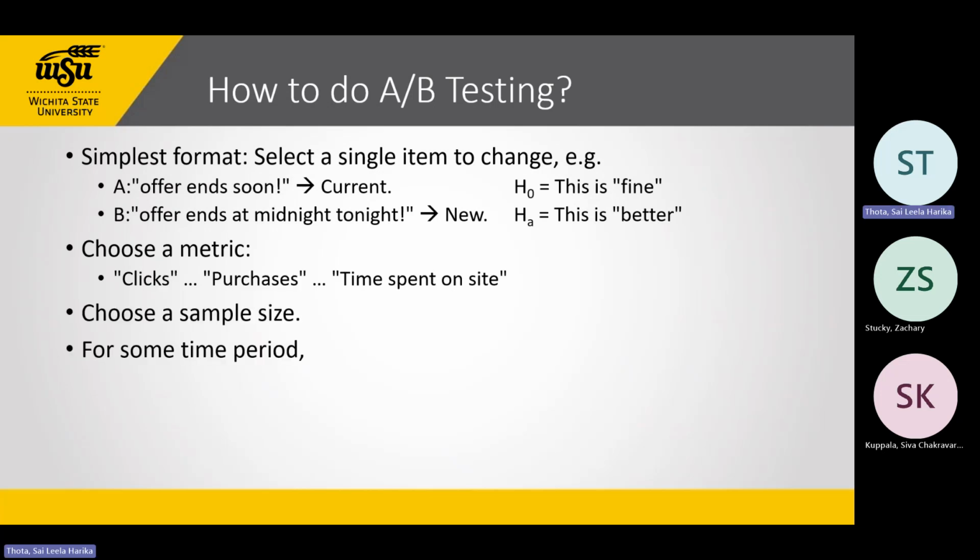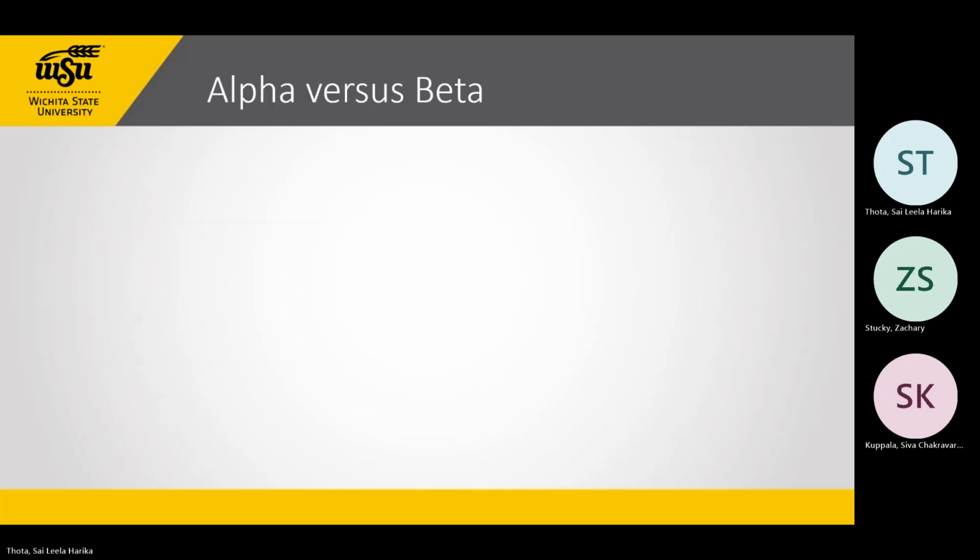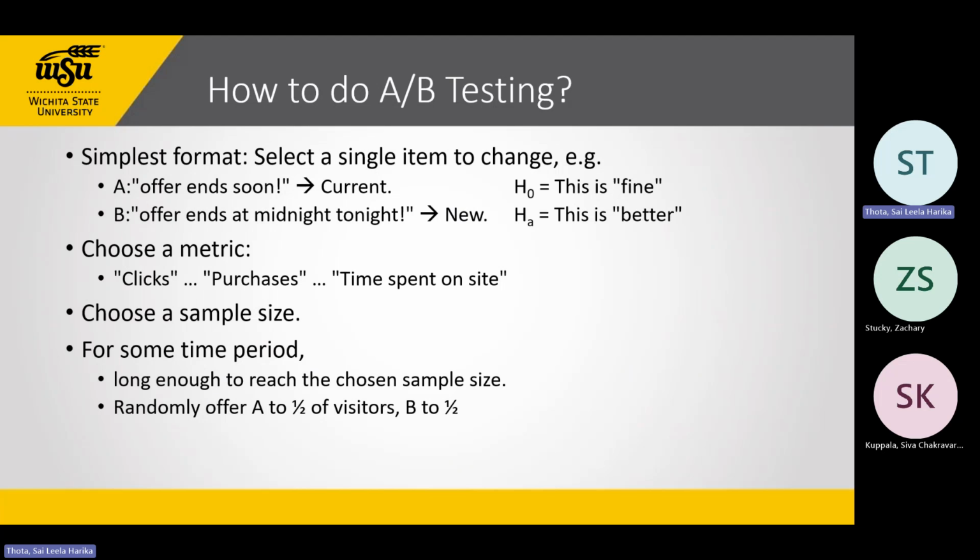Let us consider a simple example. Select a single item to change. For example, there are two cases. One is that the offer is ending soon, and the second case is the offer ends at midnight tonight. For example, there are two people. One says that if we keep the offer as ending soon, we will get more sales. But the other person says that if we prefer the option of the offer ending at midnight, we will get more sales. So there are two cases here. Based upon A/B testing, we will decide which one is best for better sales.